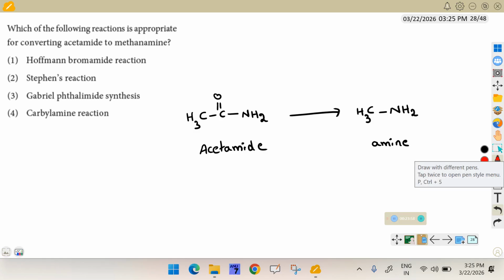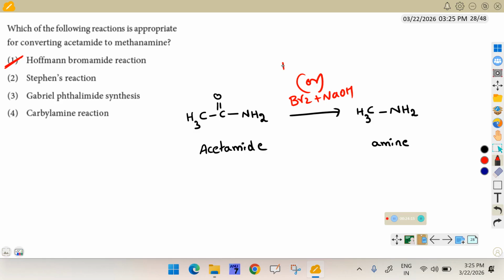Which of the following reactions is appropriate for converting acetamide to methanamine? Hoffmann bromamide degradation. Br2 plus NaOH. We know that in the Hoffmann bromamide degradation process, the product contains one carbon atom less compared with the reactant.